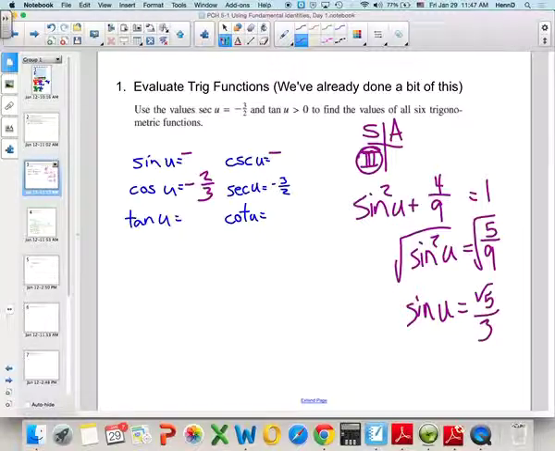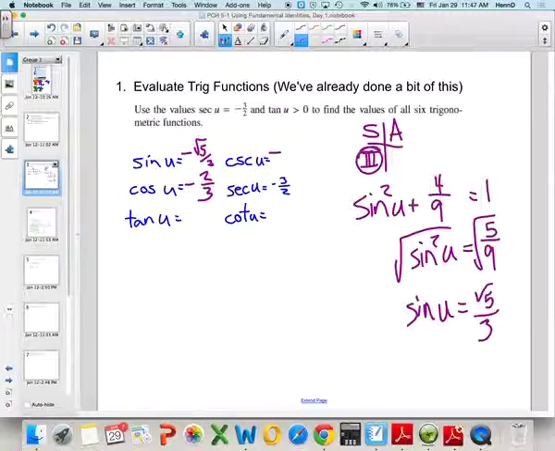Now, understand when you square root in an equation like this, it could be plus or minus the square root, but it's got to be minus. We know it's got to be the negative one, so it's minus root 5 over 3. Yes? Could you have used 1 minus cosine squared u equals sine squared? Yeah. What else can we find next?